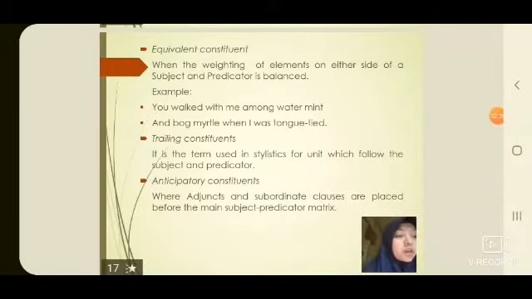Next, stylistic techniques. First, equivalent constituent. Equivalent constituent is when the weighting of elements on either side of a subject and predicator is balanced. The sentence is equivalent if it consists of subject, predicator, complement, and adjunct. For example, "You walk with me among watermen and bog myrtle when I was tongue-tied."